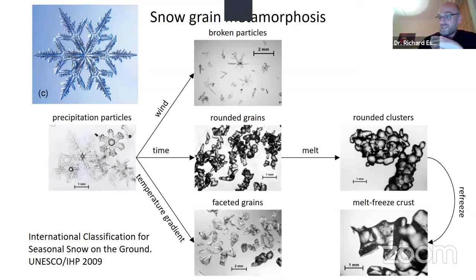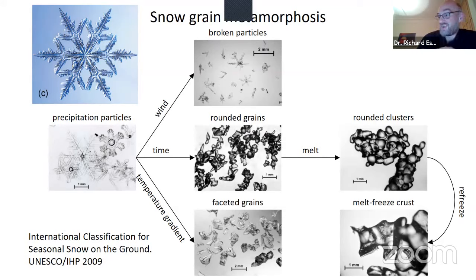But these branched dendritic crystals are very far from thermodynamic equilibrium, and they won't stay like that for very long once they're on the ground. The vapor pressure is higher over the parts of the crystal with greater curvature, so ice sublimates from convexities and redeposits in concavities, which makes the grains become more rounded over time, and it makes larger grains grow at the expense of smaller grains sublimating. And particularly when liquid water is present during melting, there's a rapid rounding and growth of the grains in snow.